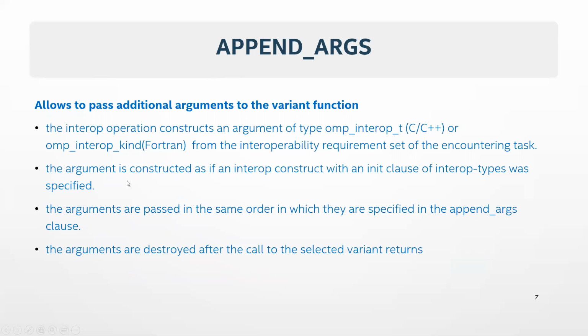So the way it works is the argument is constructed as if an interop construct was encountered with an init clause. And the arguments are passed in the same order as they are specified in the variant function. And once this construct for the variant is completed, this object is destroyed. So these are the simple rules, but for a lot more details you can watch the other presentation where Tom will go into much deeper details of how the interop object works.